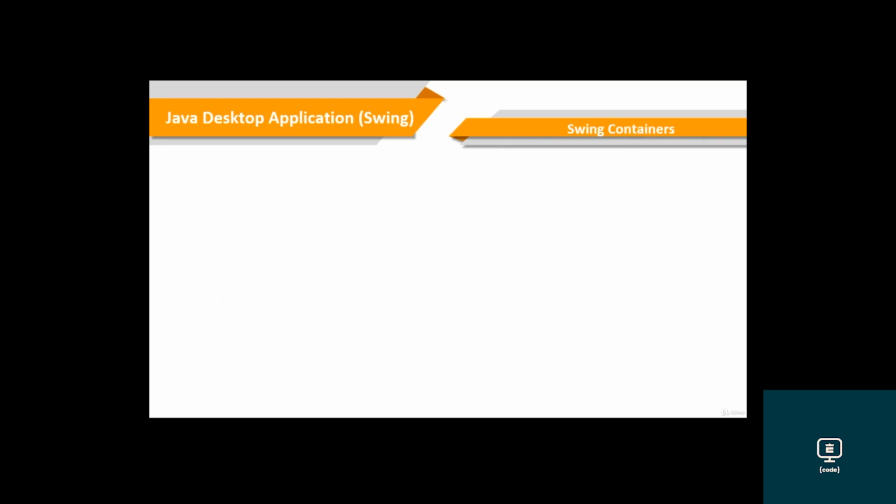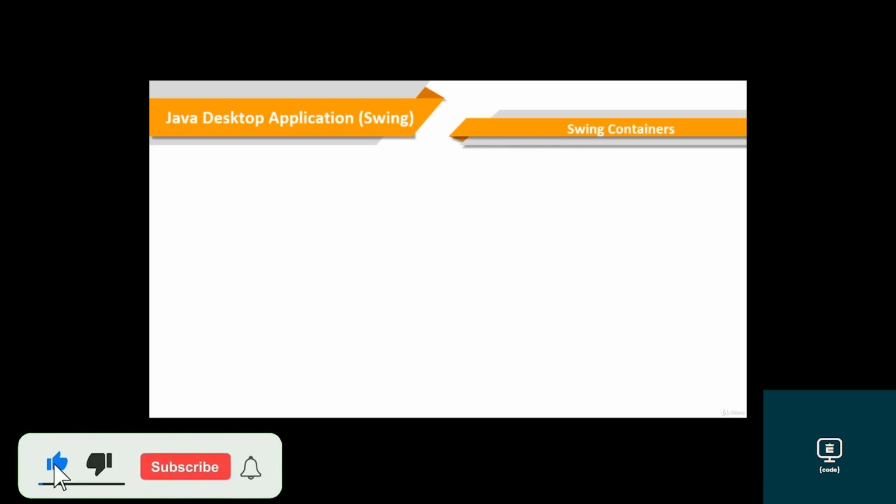Swing containers. So in Java, a component is the basic user interface object, and all Java applications include a component. Components include lists, buttons, panels, windows. So in order to use components, you need to place them in a container. So a container is a component that holds and manages other components. So for creating a GUI, we need at least one container object, right?